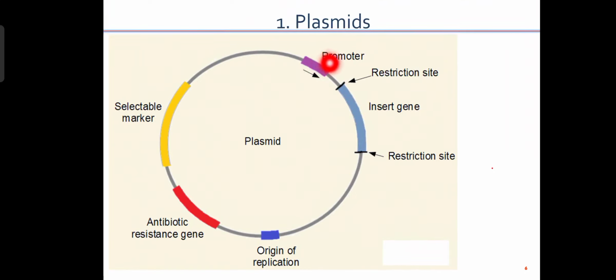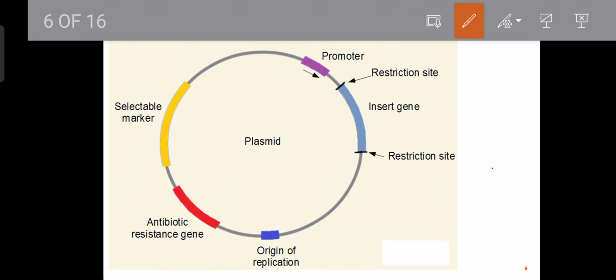Here you can see it has a promoter, it has a restriction enzyme site, and this restriction enzyme site is cleaved and the gene of interest is inserted here. So here you can see the restriction site is cleaved and a space is created where our gene of interest is inserted, or it is an insert gene, isn't it? And this gene can be cloned, isn't it? There is a selectable marker, antibiotic resistant gene, origin of replication site. So these are the common things that we observe in the plasmid.